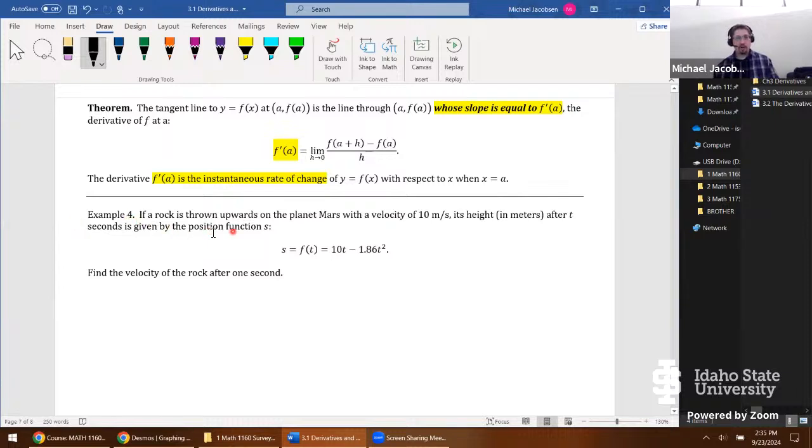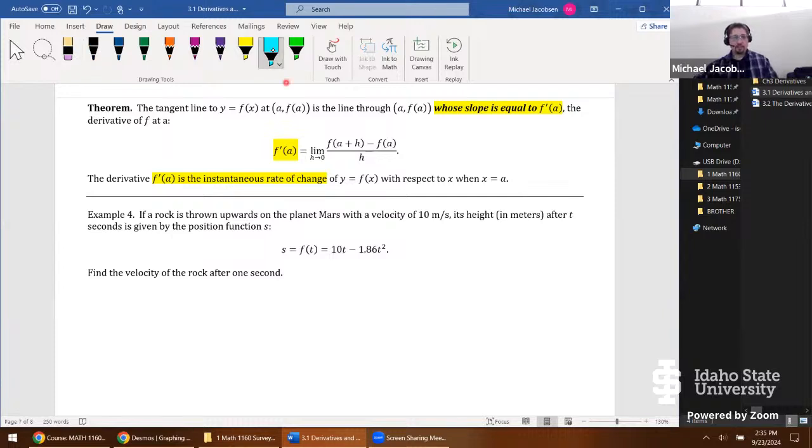If a rock is thrown upwards on the planet Mars with an initial velocity, so the moment it leaves your hand, it's going up at 10 meters a second, then after t seconds, the position of it is, let me reread that sentence, that didn't look grammatical. If a rock is thrown upwards on the planet Mars with a velocity of 10 meters per second, that's what I missed. Its height after t seconds is given by the position function s.